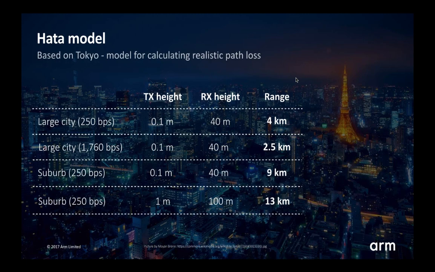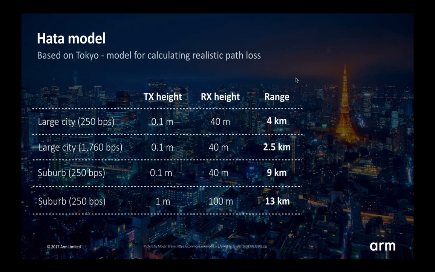If you go to a suburb, then there's less attenuation, there's fewer buildings in the way, so you see about 9 kilometers at the lowest data rates. And if you put your transmitter and your receiver higher, then your range basically goes up by over 50%. So these are a bit more realistic. 4 kilometers in a city, 10 kilometers in a suburb. That's definitely doable on LoRa.